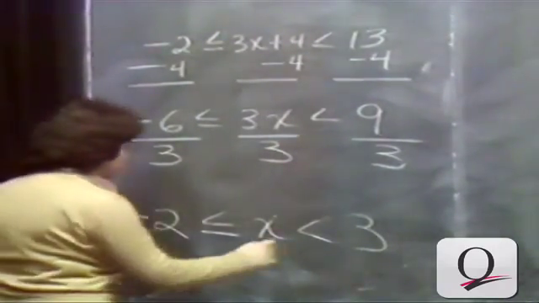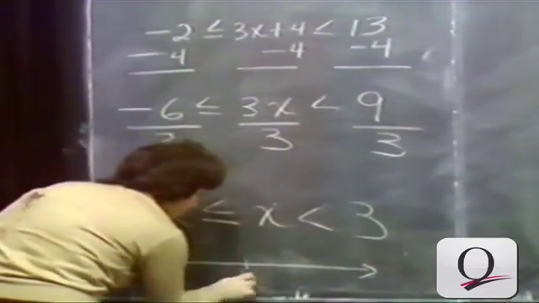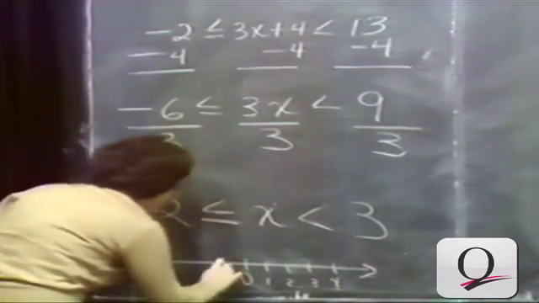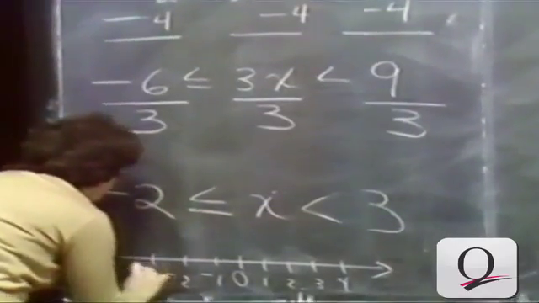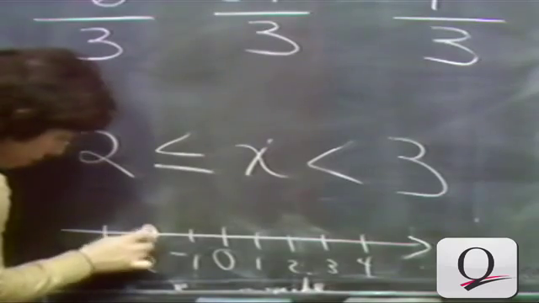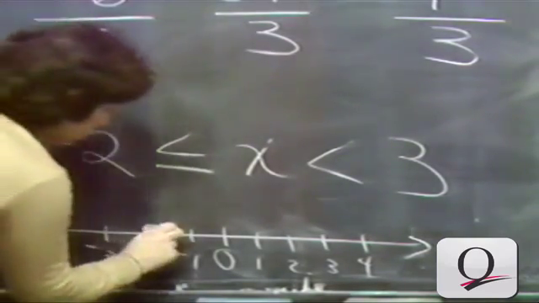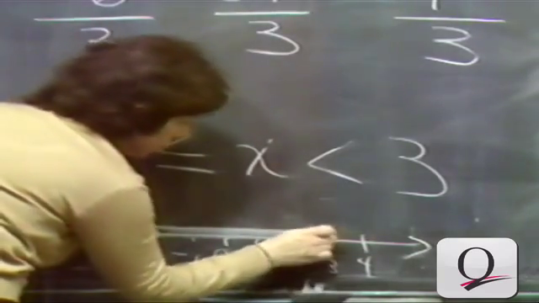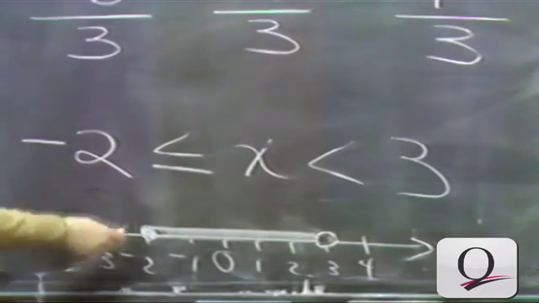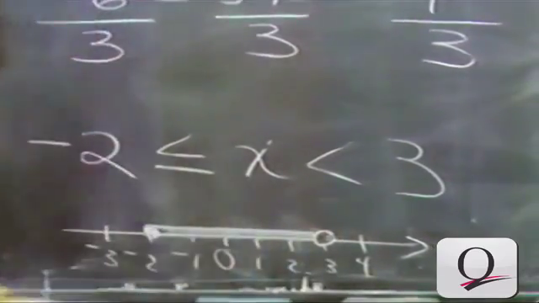If you want to sketch the graph of the inequality here, we could have 1, 2, 3, 4, minus 1, minus 2, minus 3. I want everything from minus 2, including minus 2, up to, but not including 3. So I will put a circle here and not fill it in. This indicates starting at minus 2, everything between minus 2 and 3, including the minus 2, but excluding the 3.